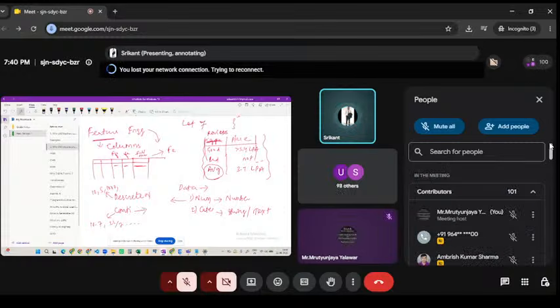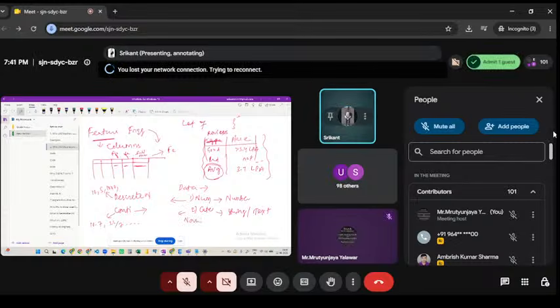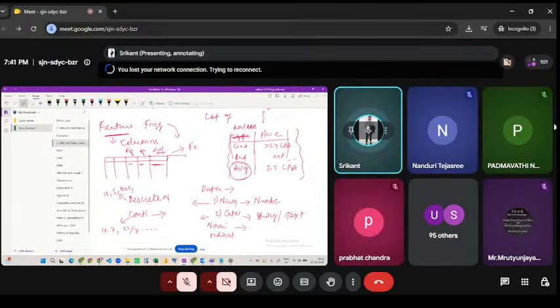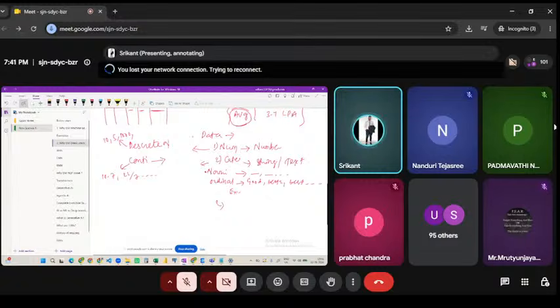Here we have categorical data, which has two types: first nominal and second ordinal. Nominal means random names of persons or random country names. Ordinal means it should follow an order, like good, better, best, or excellent. Another example is days of the week, like Monday, Tuesday; those follow an order, so we call this categorical data.